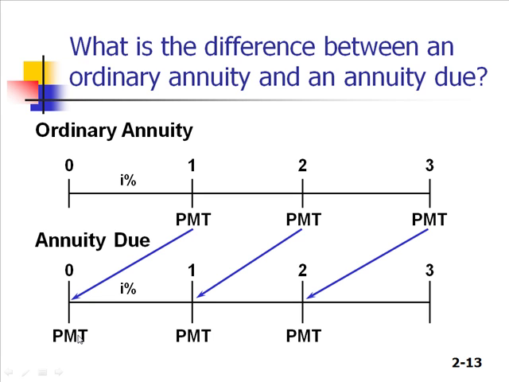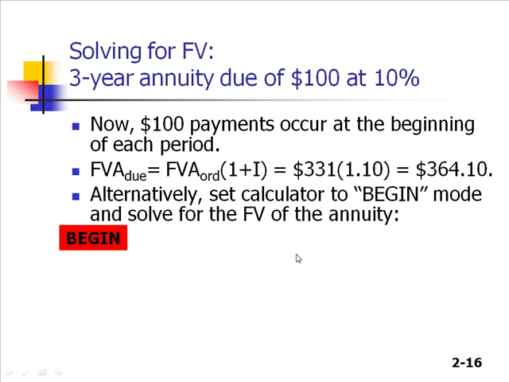Now, it does make a difference in the future value and the present value a little bit. And the difference is this. Because the payments occur 1 period sooner in time, 1 period earlier for each one of them, it basically bumps everything up by a factor of 1 plus I. Okay? Bumps everything up by this factor of 1 plus I.